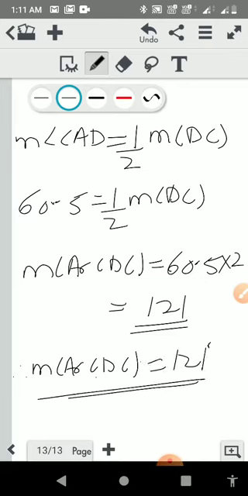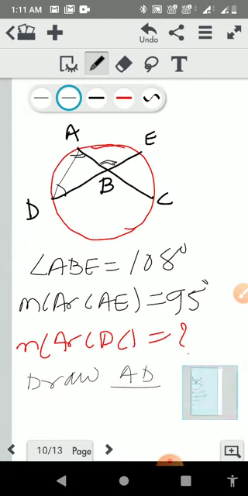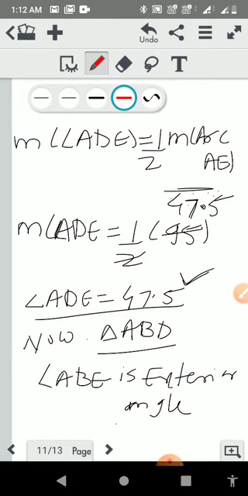So this is quite an interesting problem. Again I will repeat it. I just wrote down whatever conditions are given. The only thing I have to consider here is to draw the line AD, joining these two points. What will happen when I join these two points? I will get angle ADE, isn't it? And angle ADE, as per the inscribed angle theorem, is equal to half of the measurement of arc AE.